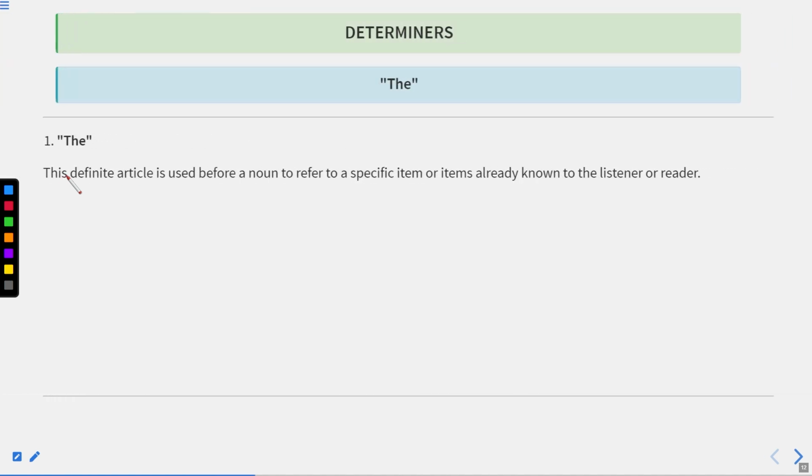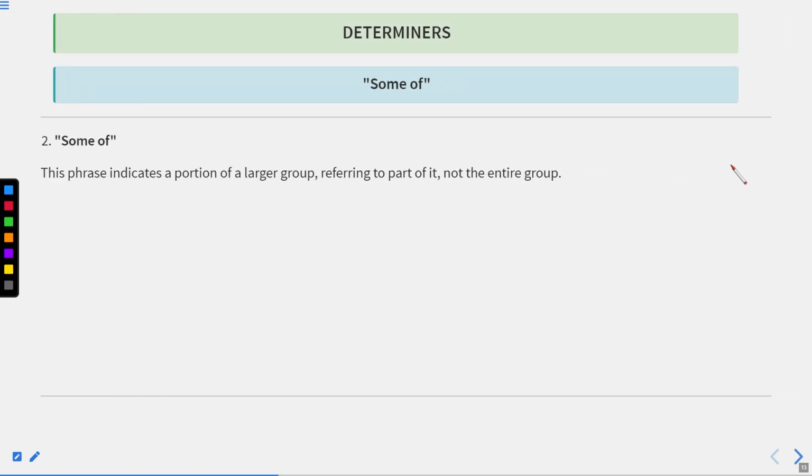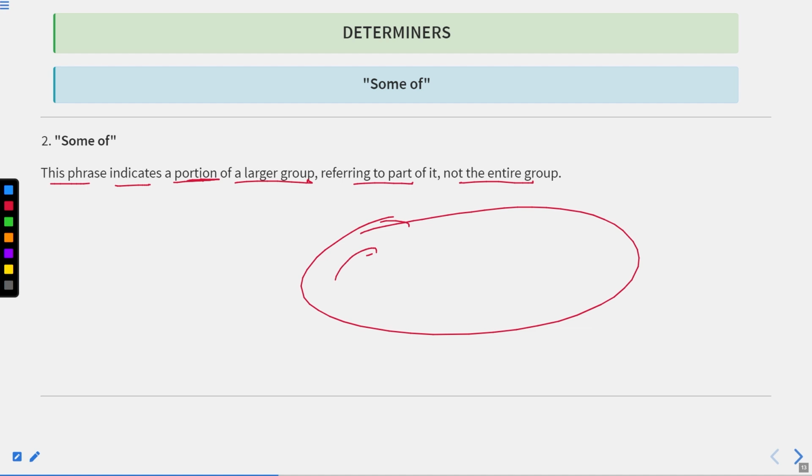Now here in this clause, if you see the word the, this is a definite article used before a noun to refer to a specific item or items already known to the listener or the reader. When something is particular, we use the before it, and the phrase some of indicates a portion of a larger group, referring to the part of it, not the entire group. For example, if we have something like this and we are talking about some of, it is referring to this part, not the entire part of it.